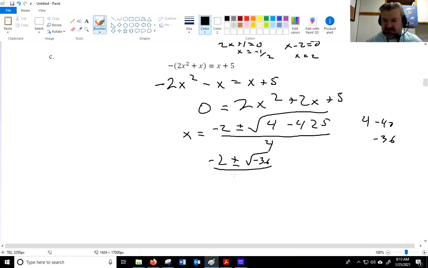Now 36 is a perfect square, so I can just say the square root of 36 is 6, and because of the negative, I have an i. And I'll just reduce every one of these numbers by 2. So negative 1 plus or minus 3i over 2. So those are my solutions, my complex imaginary roots.